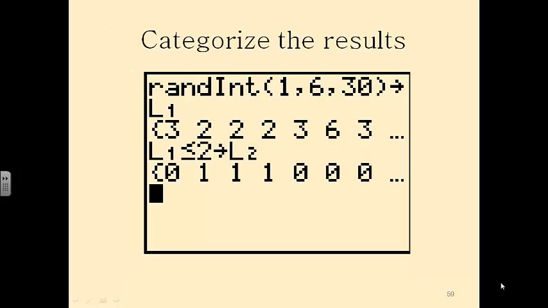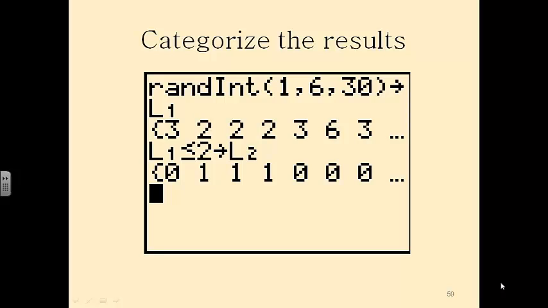The next thing we're going to do is organize our list. We're going to take list 1, and any number that is above a 2 is going to get a 0 value. So 3, 4, 5, 6, we're going to convert all those into zeros. 1s and 2s, we're going to convert them all into 1s. So the way you do that is you do the keystrokes: second list 1.